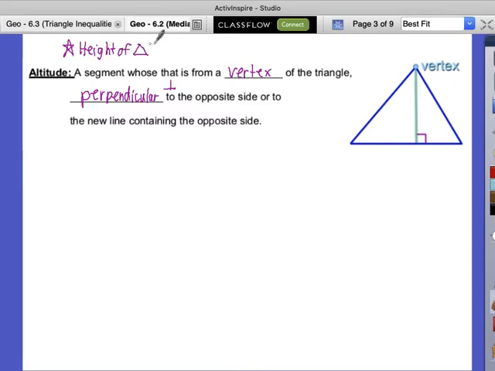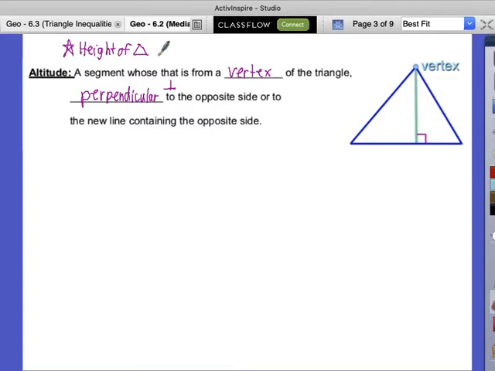This is the height of the triangle. The altitude is the height of the triangle, okay? Just like we said a moment ago, when we talk about altitude, we're talking about how high something is, okay? So we're talking about the height of something.